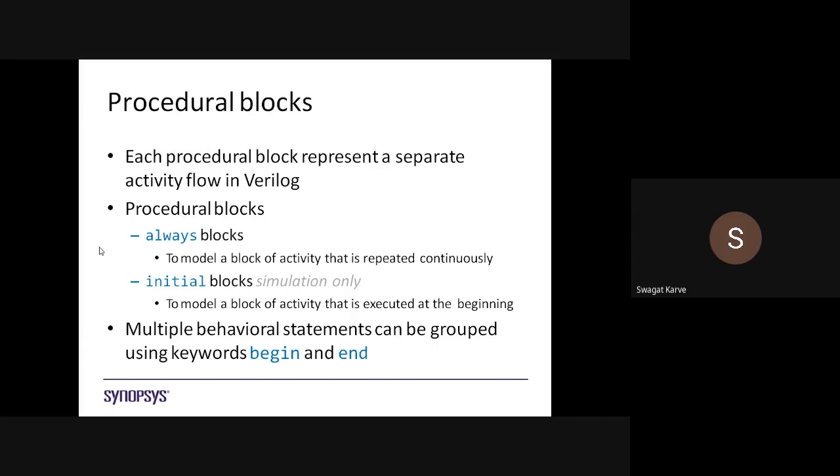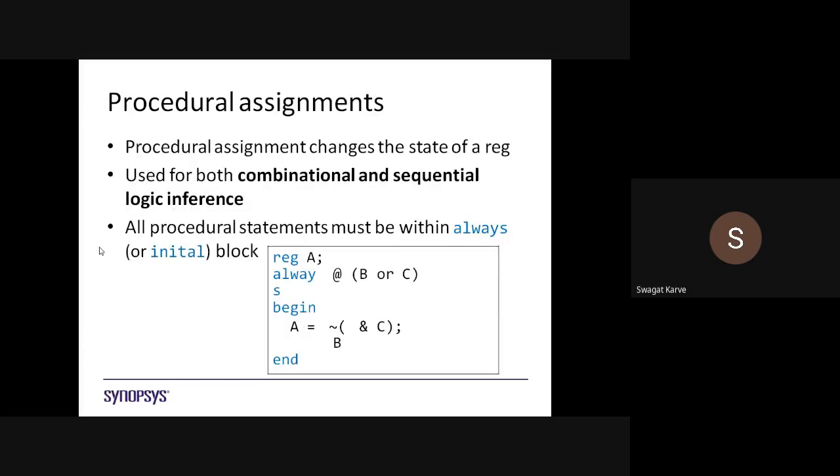So there we are using the initial block for the simulation purpose only. So this is about the procedural blocks. Again, there is procedural assignment. This part we are going to discuss in the next lecture.